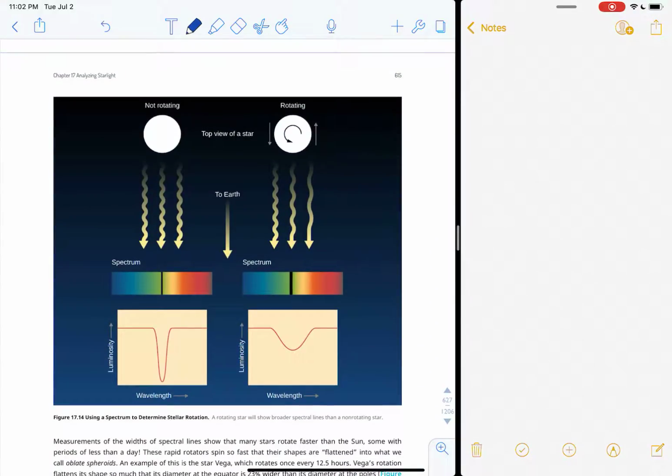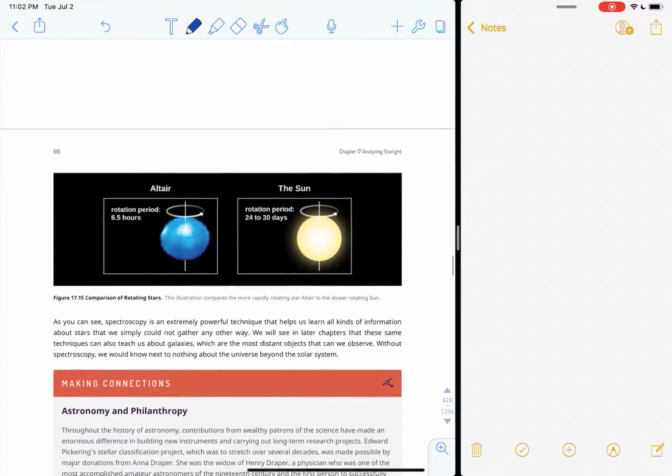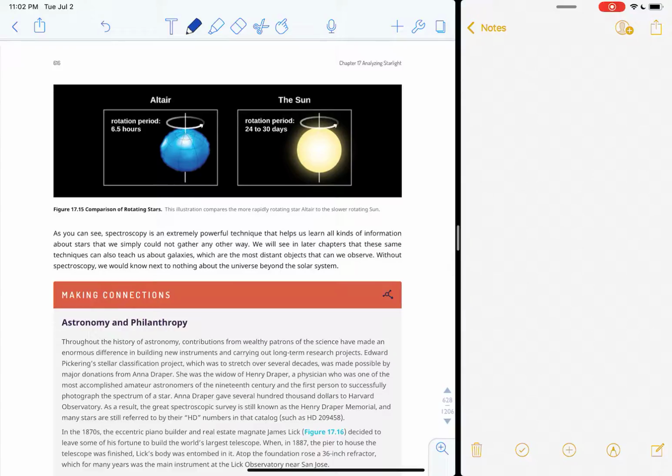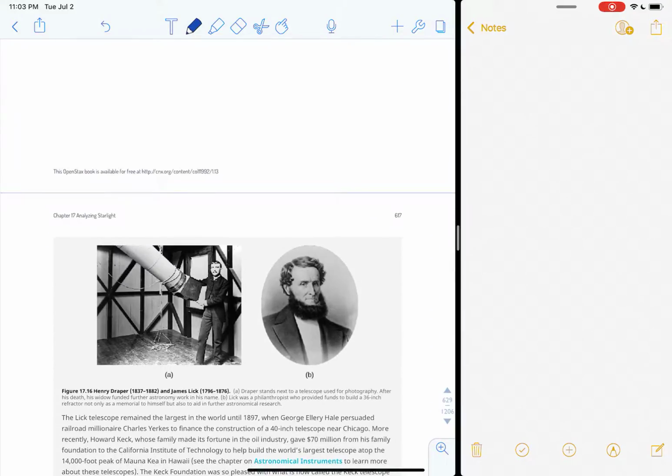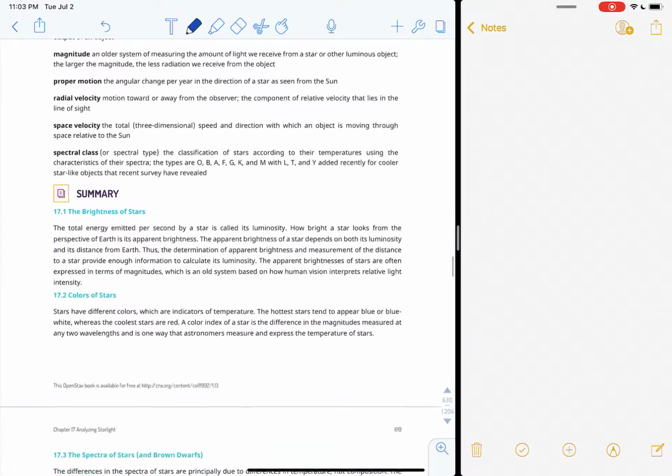We can tell if a star is rotating because the spectral lines get smeared out, as half the lines from here get blue shifted and these lines get red shifted, and then you have your central line. So they get a little bit smeared out compared to a star that's not rotating. So that's just another way that we can use the light to determine properties about the stars. Okay, and that's the end of chapter 17.